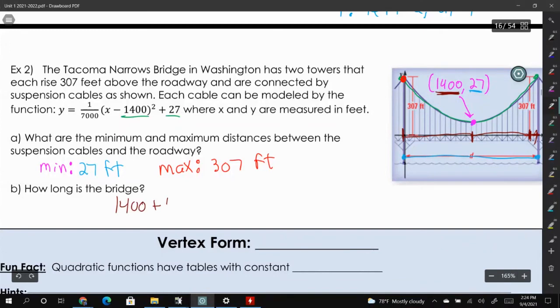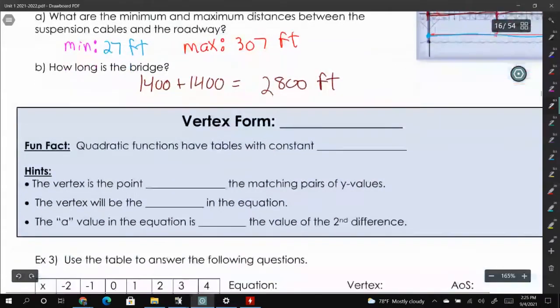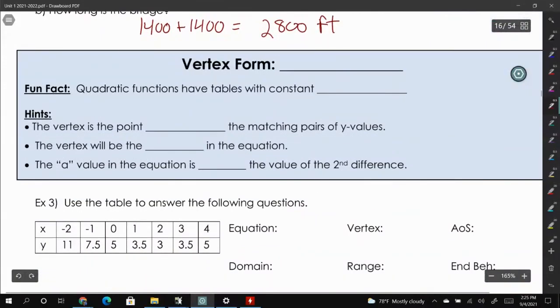So 1,400 plus 1,400 means that this bridge is 2,800 feet. So this is using the vertex form of a quadratic in context to allow us to solve these word problems.